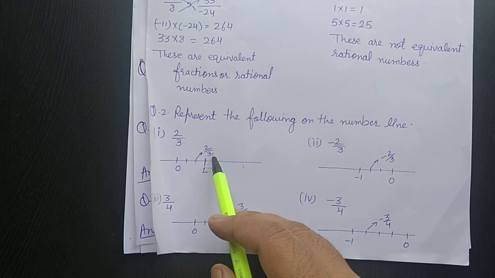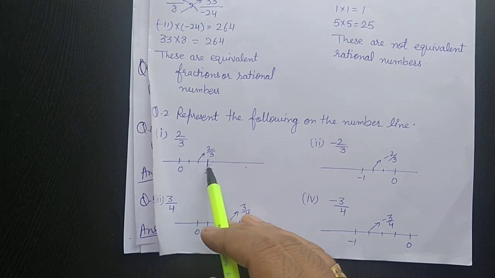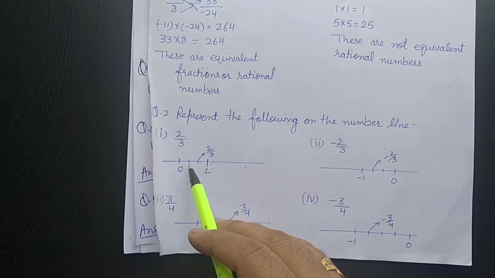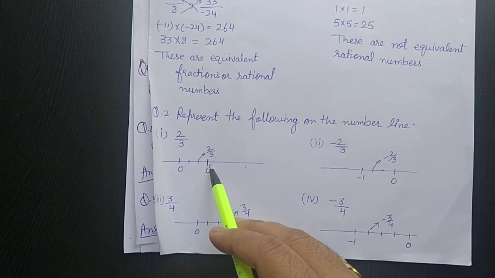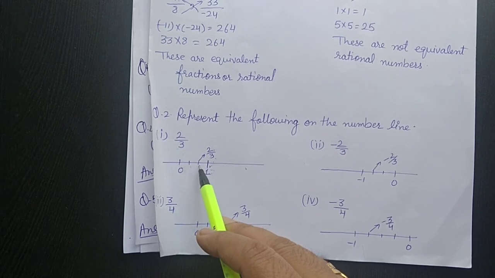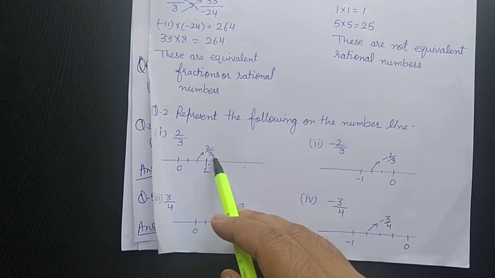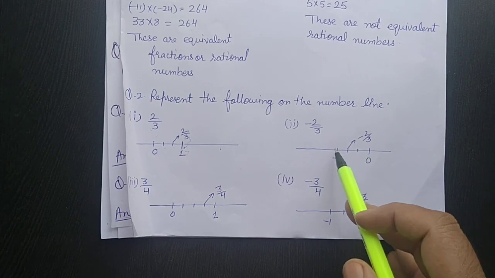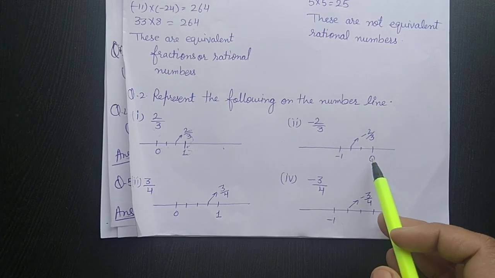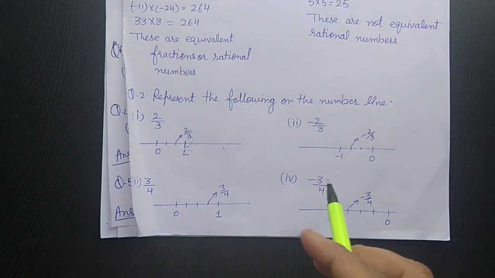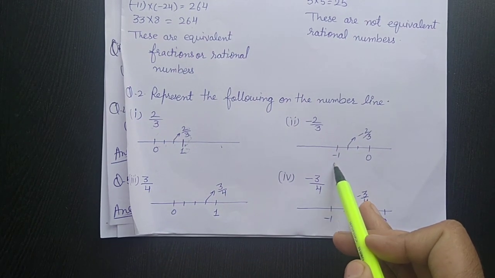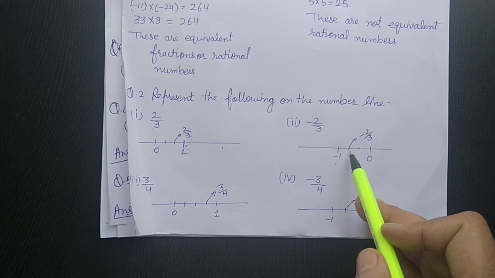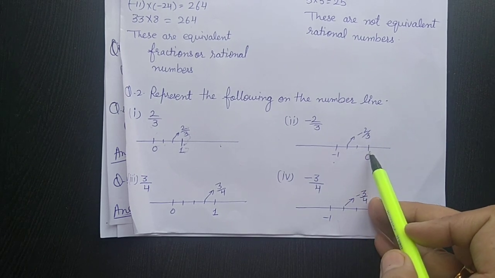So in the denominator there is 3. So we will make 3 equal parts here. We will divide 0 and 1 into 3 equal parts. 1, 2 and 1 you will count as 3. So the second will be 2 upon 3. Similarly, if you want to show minus 2 upon 3, it will be on the left hand side of the line. So similarly mark minus 1 here. So 0 and minus 1 divided into 3 parts, then the second part will give us minus 2 upon 3.